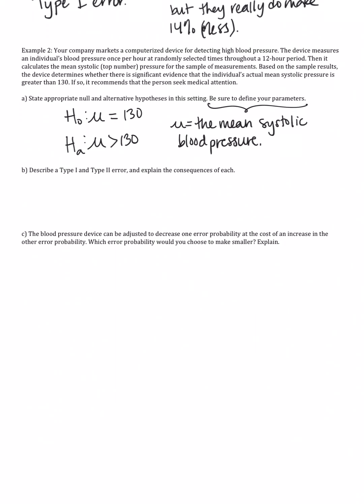All right, let's describe a type 1 and type 2 error. Okay, type 1 error would be we reject the null when the null is actually true. So we claim blood pressure is high when in reality it is not. Okay, so we reject the null in favor of the alternate, but in reality the null is true.